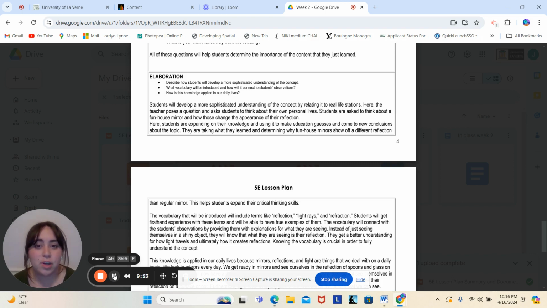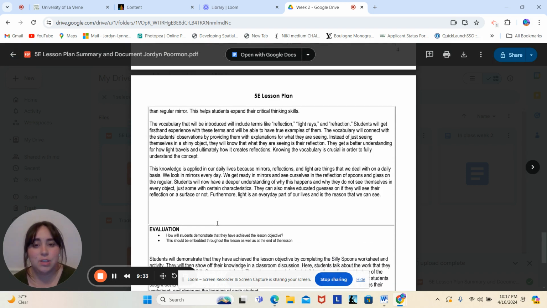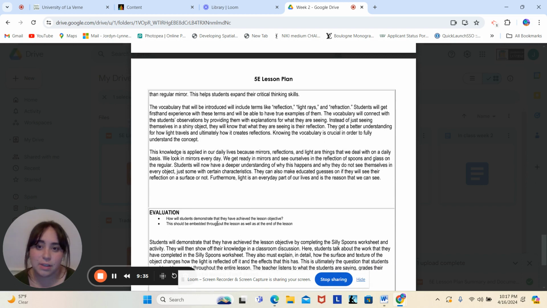So they're expanding on their knowledge and using it to make educated guesses and come to new conclusions about the topic. So they're determining why the funhouse mirror shows off a different reflection than a regular mirror. And this overall helps expand their critical thinking skills.